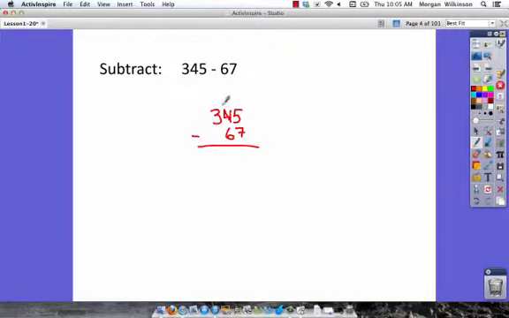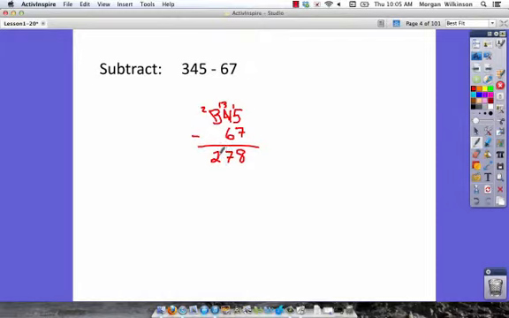Well, we're going to borrow from the 4 to get 3, and now we have 15. So 15 minus 7, that's 8. We've got 3 here. We're going to borrow from the 3 to get 2. Now we have 13 minus 6, that's 7. And we have 2 minus 0, that's 2. We've got 278.